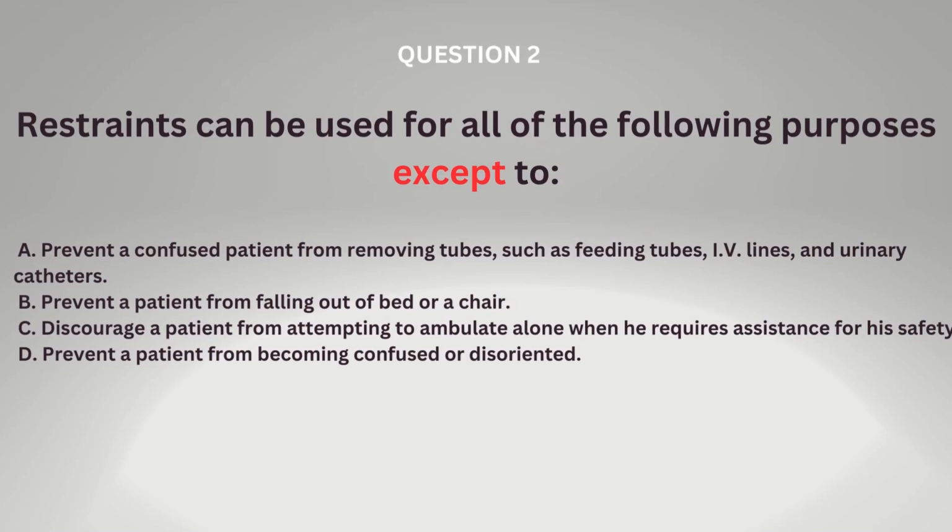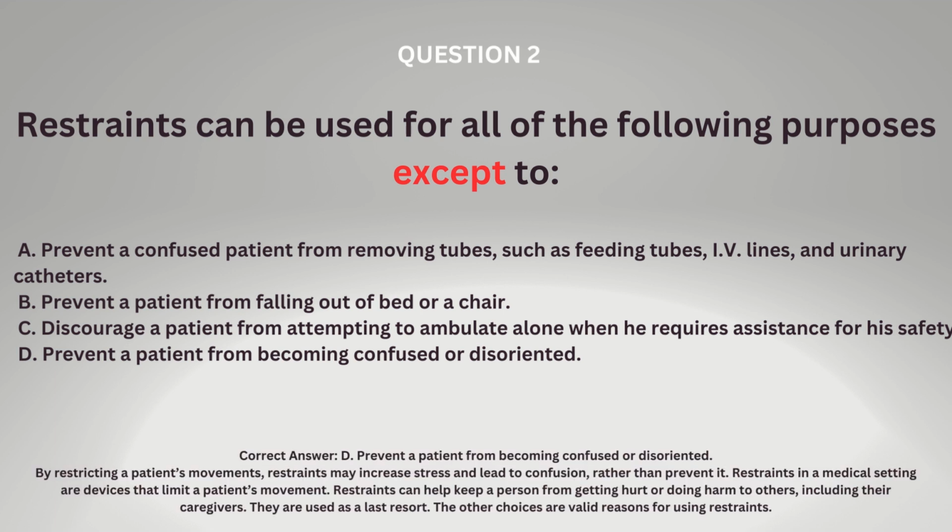Restraints can be used for all of the following purposes except to: A. Prevent a confused patient from removing tubes, such as feeding tubes, IV lines, and urinary catheters. B. Prevent a patient from falling out of bed or a chair. C. Discourage a patient from attempting to ambulate alone when he requires assistance for his safety. D. Prevent a patient from becoming confused or disoriented. The correct answer is D.